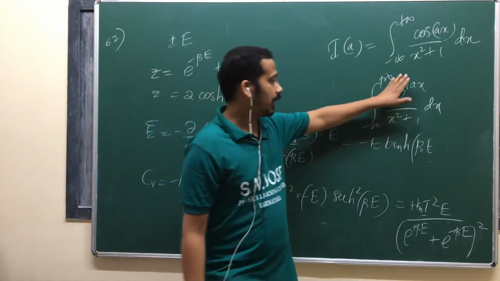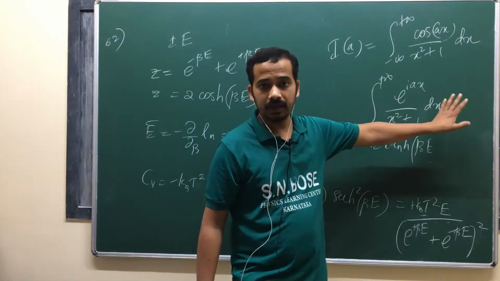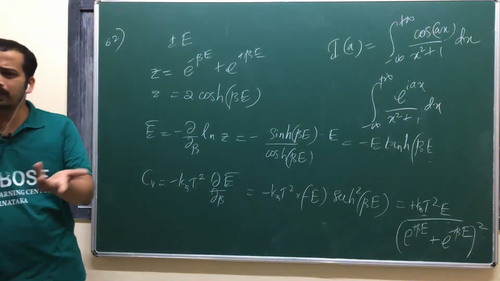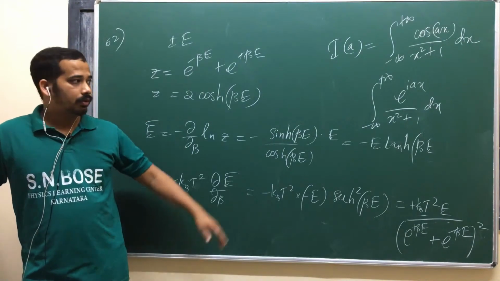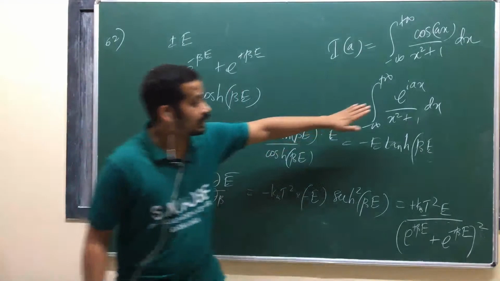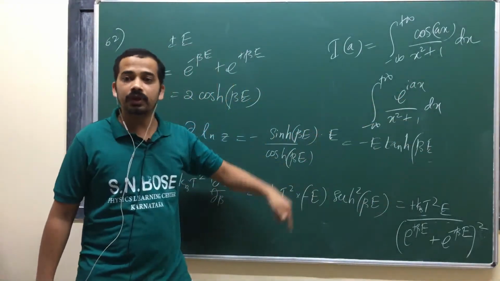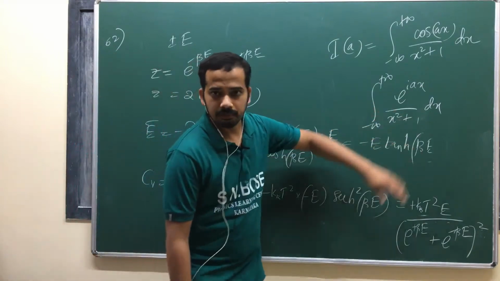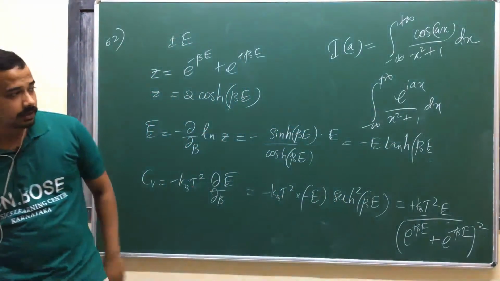But for this e power I ax by x square plus 1 dx, for a greater than 0, the contour should be taken in the upper half plane only. Usually you take it like that. That argument is given in Weber, just see that one. For a less than 0, you should take the contour in the lower half plane. So you need to remember that. You can do the complex analysis way.